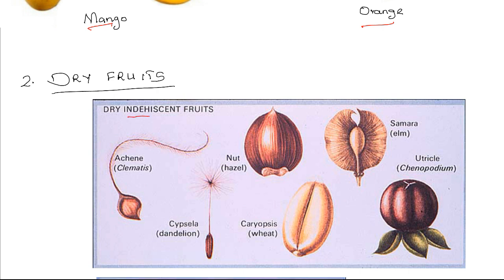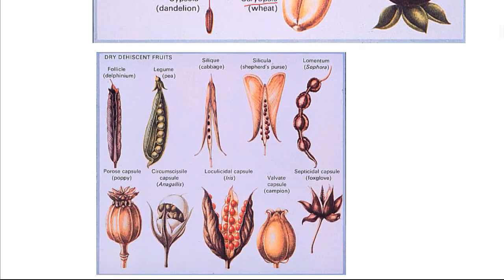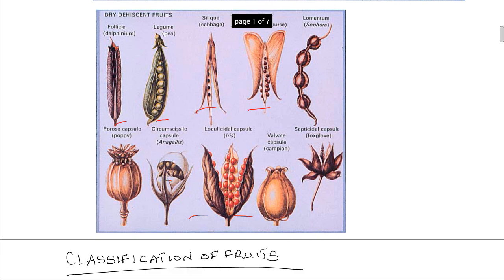You have the indehiscent fruits, the ones that do not split at all, like the achenes here, the nut, the samaras. These are caryopsis. These are examples of the indehiscent. And then we have the dehiscent fruits, in which upon drying up, the pericarp splits, thereby releasing the seeds within. So there are the two types of dry fruits, the dehiscent and the indehiscent.